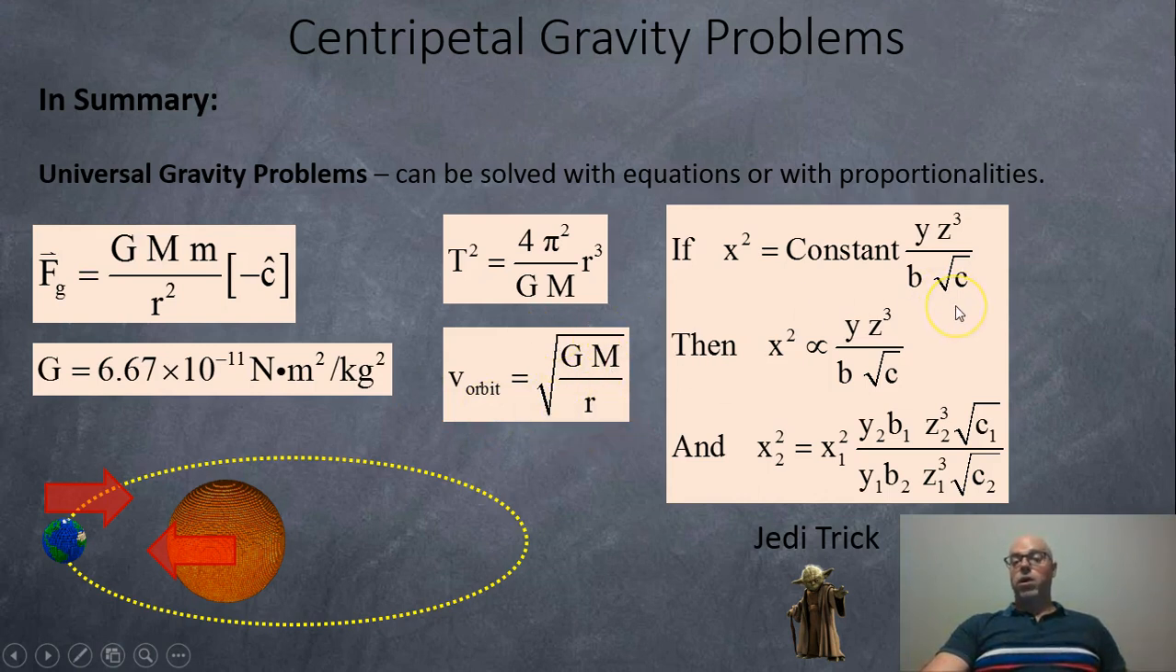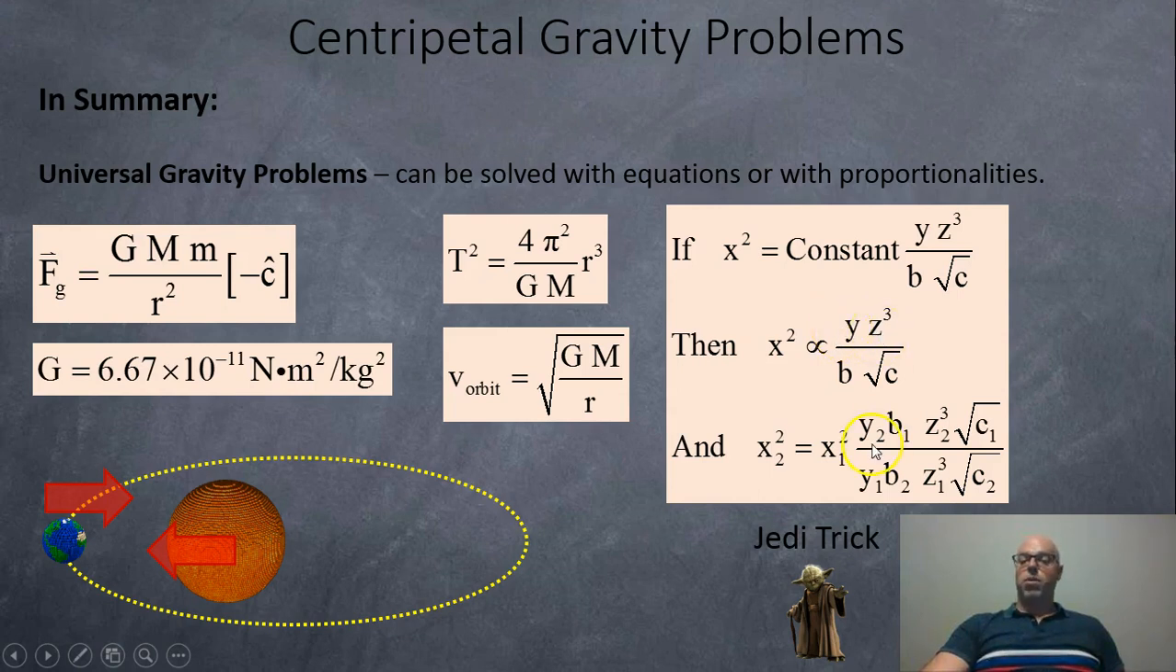Now, if you are using ratio and proportion math, if you have an equation like x squared equals some constants, y z cubed over b root c, it's easy. You remove the constants, so the equal sign goes away and becomes proportionality. And then whatever you see for the fraction, that's where the 2's are going to go. So if you want to compare x2 to x1, x is squared, so it's x2 squared over x1 squared. Where's the y and the z?